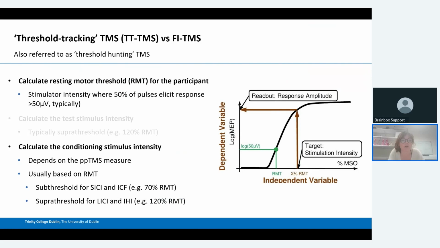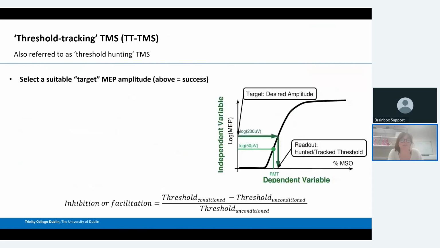But what we're not going to do is fix the test stimulus intensity. What we're going to do instead is define what I said previously about thresholds, which is what is success. So we're going to define a target motor evoked potential amplitude. And if the MEP is bigger than that, we'll say that's a success. And if it's smaller than that, we'll say it's not a success.